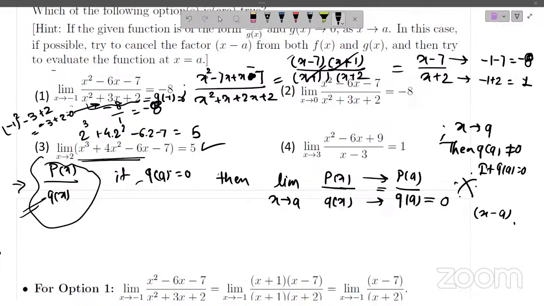Yes, ma'am. Correct. So the correct options are 1 and 3.